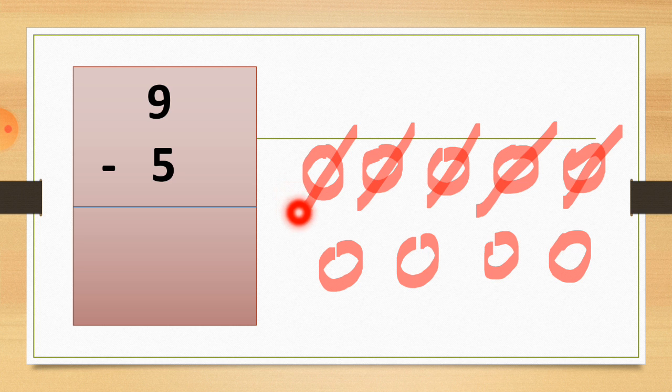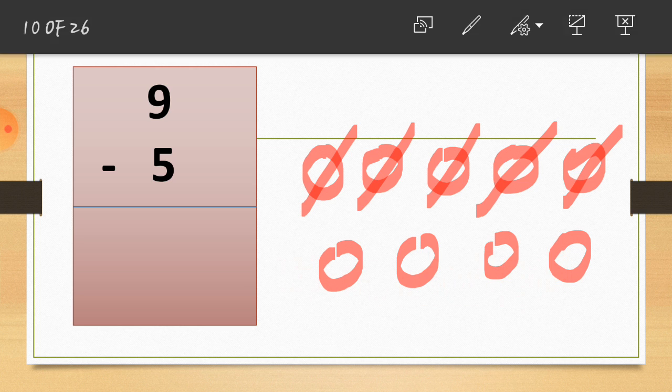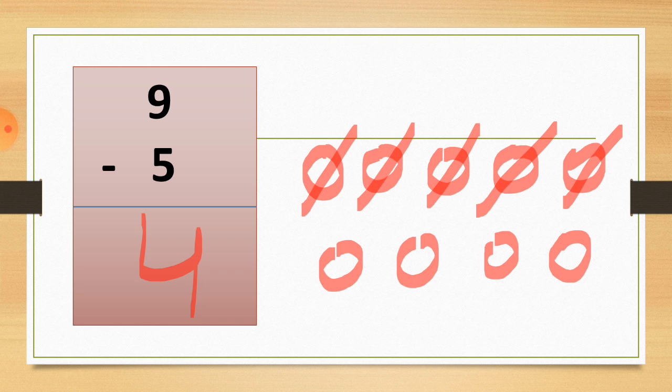I'll show you: 1, 2, 3, 4 and 5. We cut these circles. So now we have 4 circles: 1, 2, 3 and 4. So here is our answer, 4. Let's write the answer here. This way we have to subtract the numbers. You can also do this sum using your fingers.